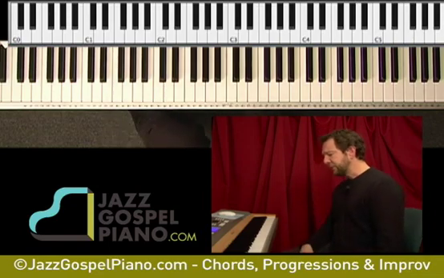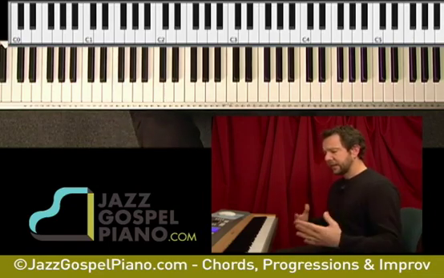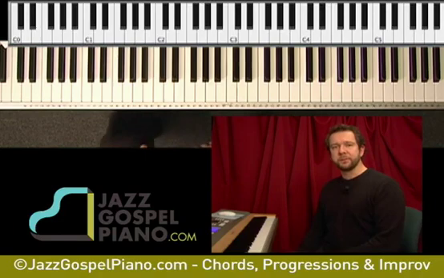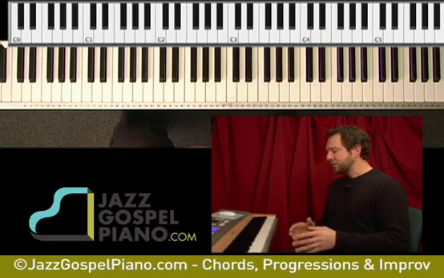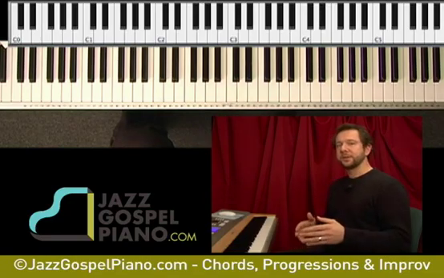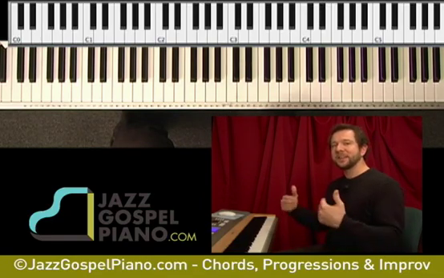Now, there are a few key points that you need to remember when coming up with a progression, and that is where you start and where you end. When you start a chord progression, you are going to be establishing the key.